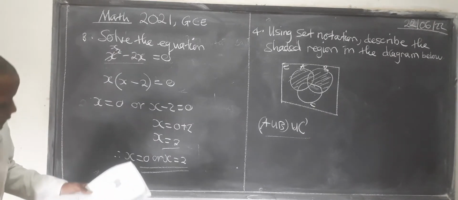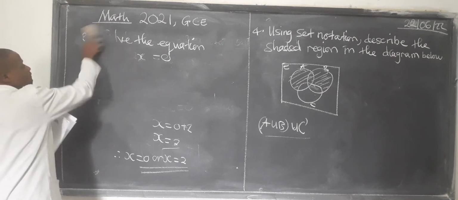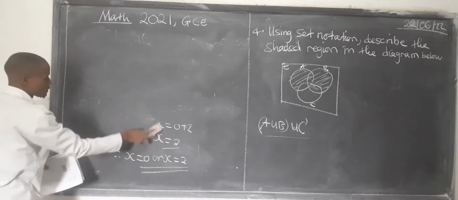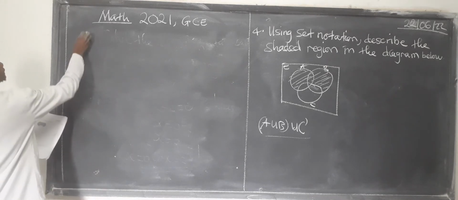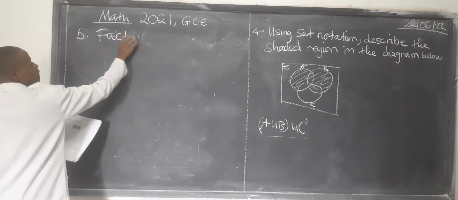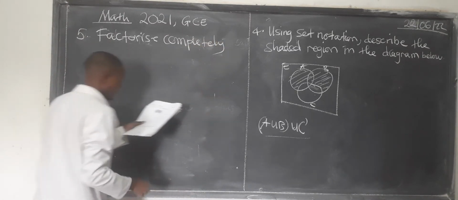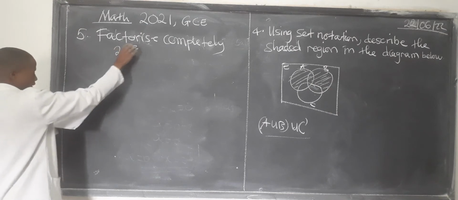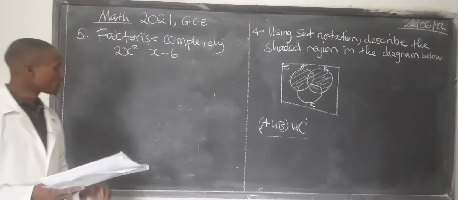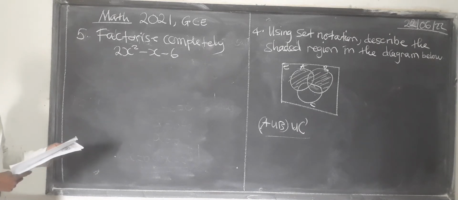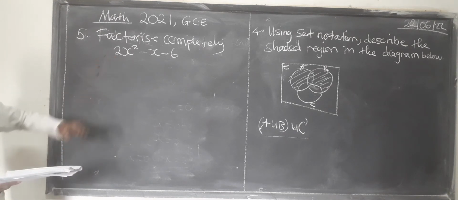Question 5, again, is from algebra. Factorize completely: 2x squared minus x minus 6. That is an algebraic expression. This expression can only be factorized by using the quadratic formula or the factorization method. You cannot factorize this by using the difference of two squares.